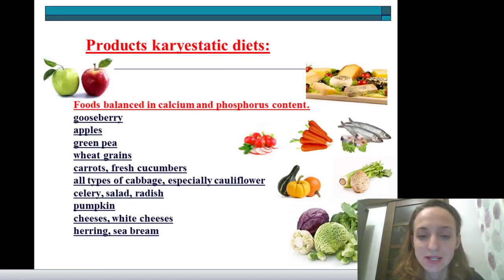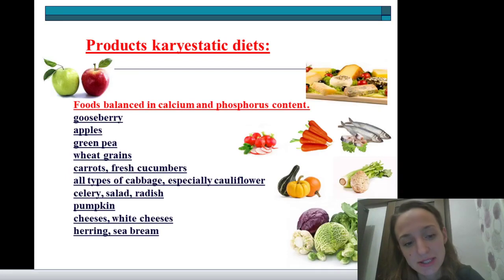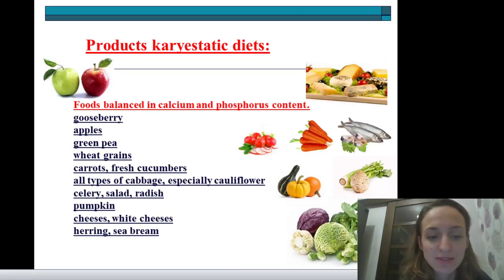Some products that have cariostatic diets, so it is foods balanced in calcium and phosphorus content. So for example, it is green peas, apples, salad, pumpkin, you can see carrots, fresh cucumbers, all types of cabbage, and also some sea bream.